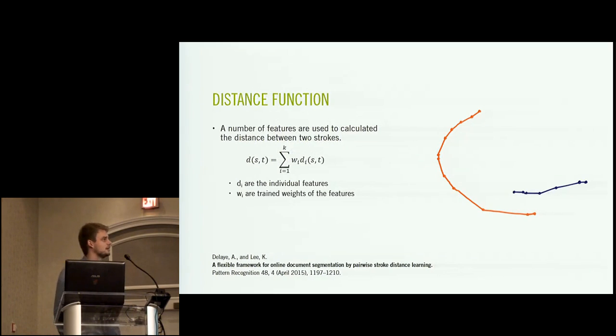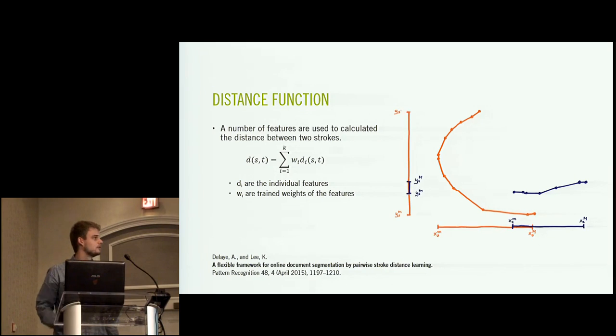The tricky thing here is to define the distance between two strokes. Here we build on a method by Delay and Lee, where they defined this as a weighted sum of simpler geometrical features. And the parameters of this distance function, the weights of the features, can be trained from the annotated data. And about the features, we use the difference of the properties of the strokes, like the width or height, or the distance between the centroids of the strokes, or overlap of the bounding boxes, etc. In sum, we use over 20 of such simple features.